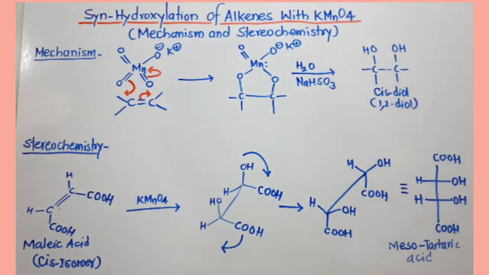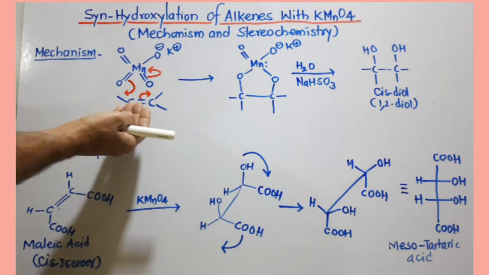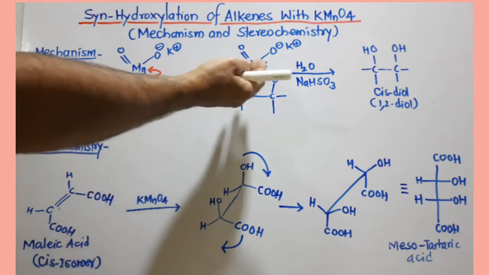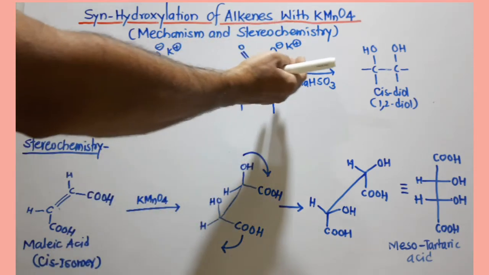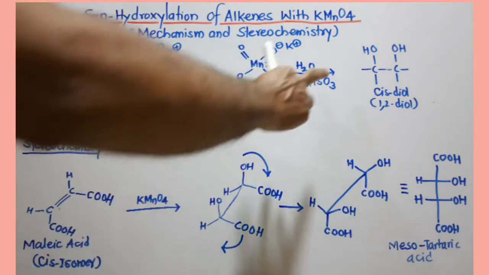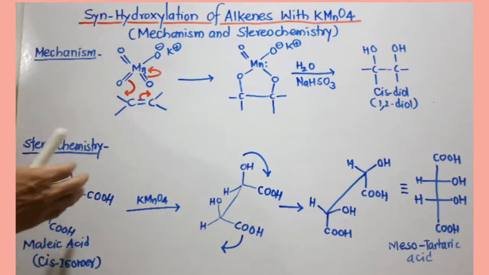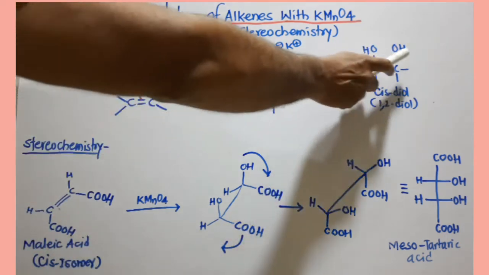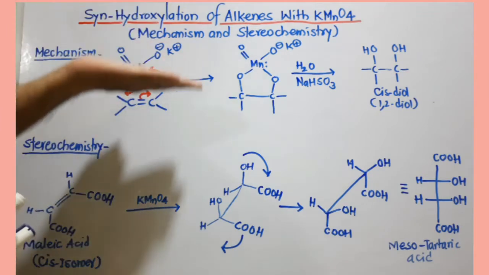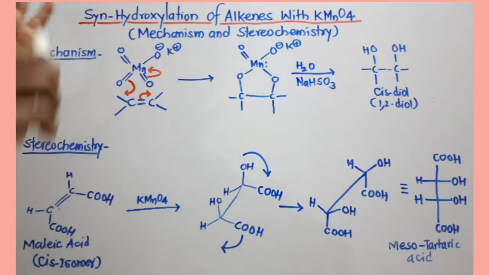Syn hydroxylation of alkenes. This is again an addition reaction where KMnO4 is added first on the carbon-carbon double bond to get a cyclic ester, which on hydrolysis gives a 1,2-diol, also called 1,2-glycol. Syn means the addition of both hydroxyl groups takes place from one side of the double bond, either from the upper side or from the lower side.